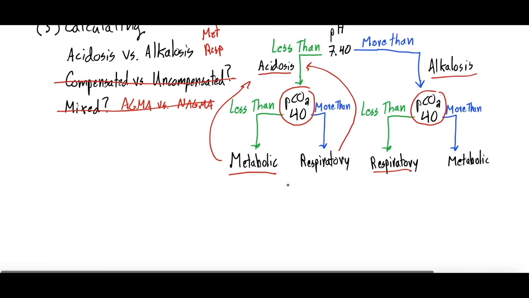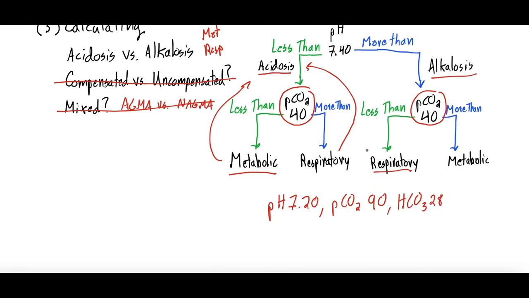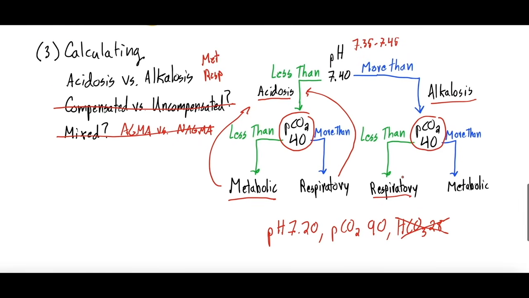So just some examples, let's say our pH is 7.20, our PCO2 is 90, and our bicarb, for the sake of this, we'll just say it's 28. We aren't even looking at bicarb right now. What we look at is your pH. So 7.20 is less than 7.40, so it's an acidosis, A for acidosis. Then we look at our PCO2, is it less than 40 or more than 40? It's more than 40, so it is a respiratory acidosis. This would be like a COPD exacerbation.